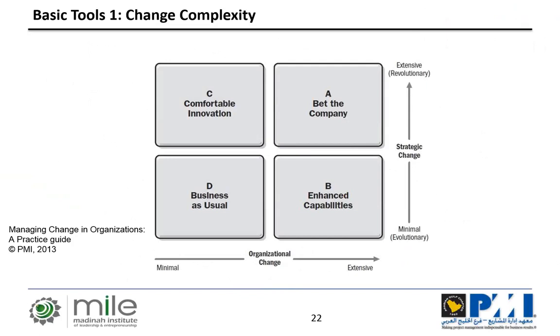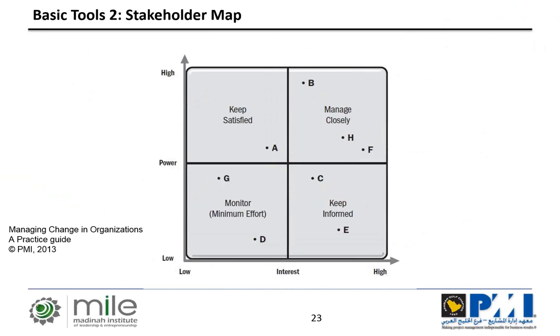The second tool is what I call the stakeholder map. This is actually similar to some tools that are out there for stakeholder management in the project management world. And basically what it talks about is how much interest the stakeholder has in the change and how much power that stakeholder has. So if it's, for example, a high power stakeholder and the interest in the change is high, you really need to manage that stakeholder closely.